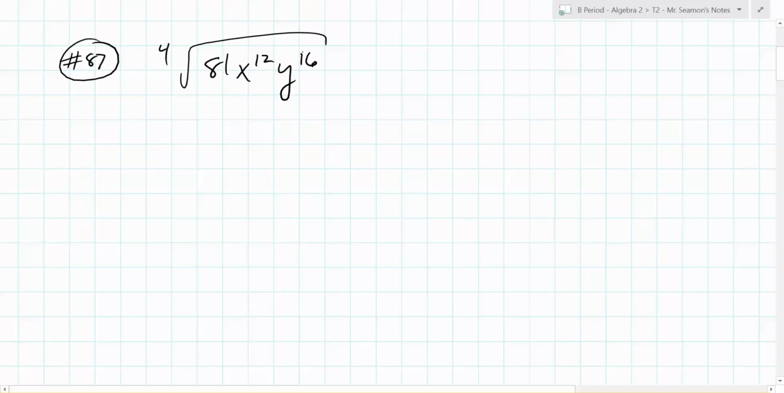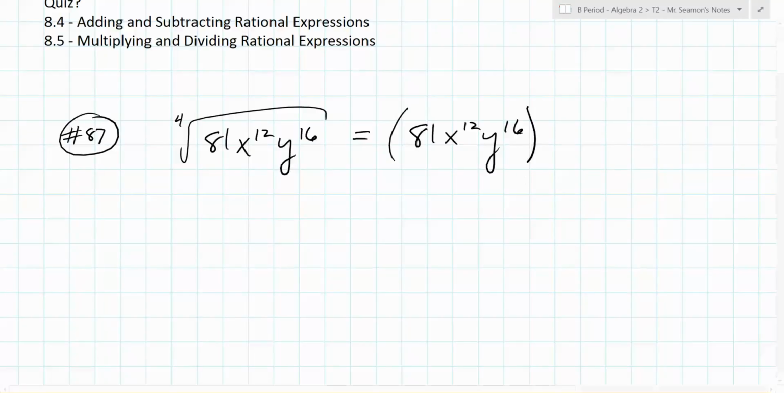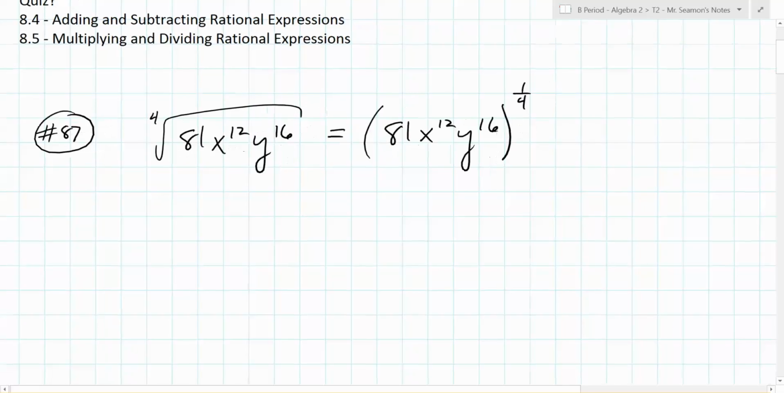Number 87, let's find it there. The fourth root of 81 x to the 12th y to the 16th, and you're supposed to simplify. What does fourth root mean? Raised to the 1/4 power. So 81 x to the 12th y to the 16th, all raised to the 1/4. What do you do with powers of powers?